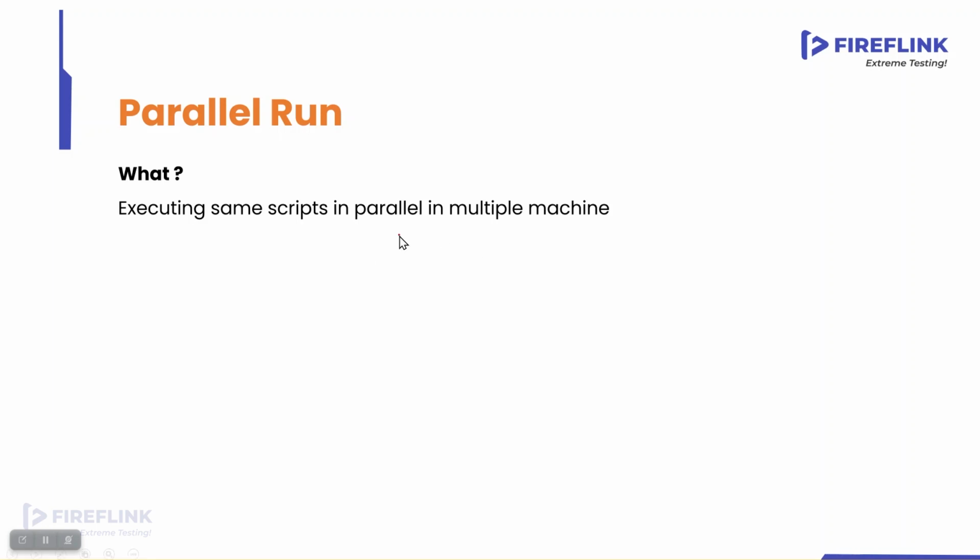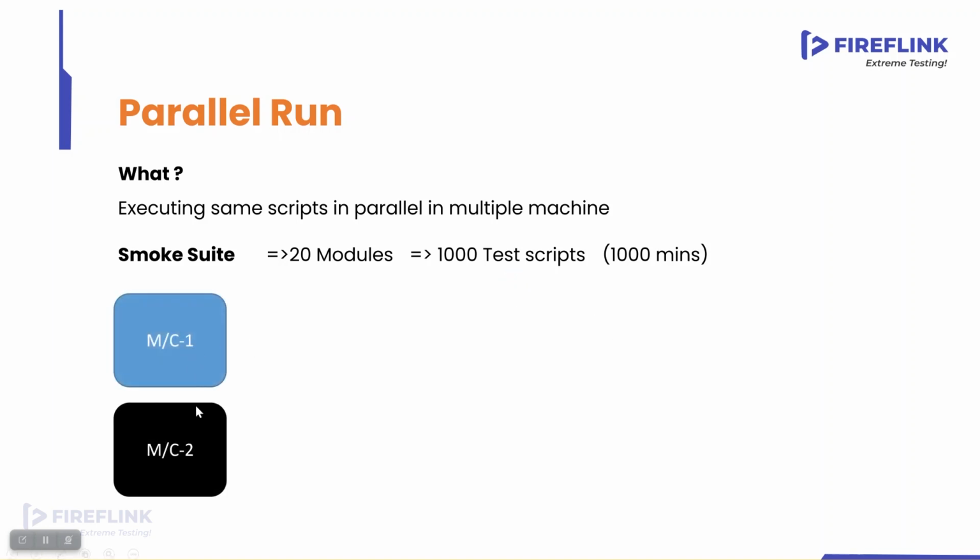How do we achieve this? Let's take the same scenario: smoke suite, 20 modules, consisting of around 1000 scripts. Same assumption: 1000 minutes, with one script taking 1 minute for execution. Now I have two machines, machine 1 and machine 2, which is computer 1 and computer 2. I will select the Chrome browser in computer 1, version 119.